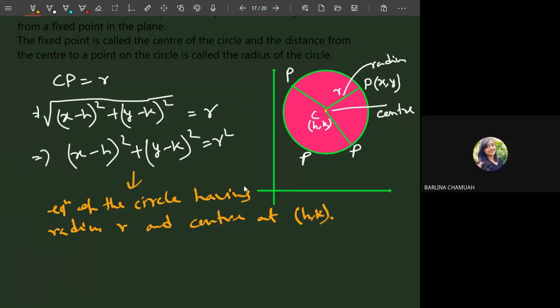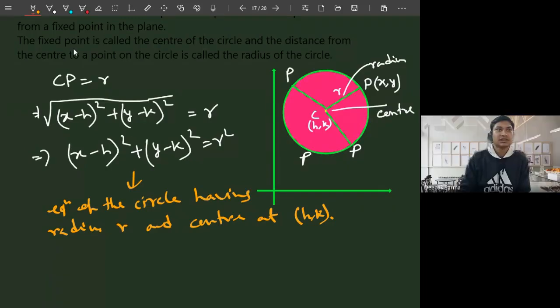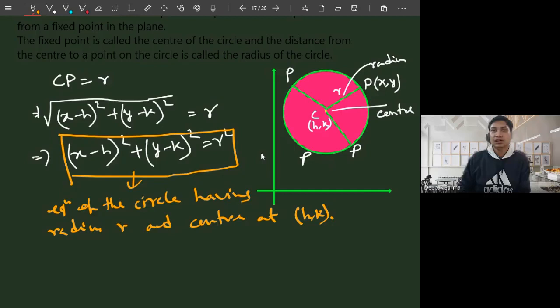Understood, all of you? Yes, sir. Very simple. The equation is very simple: (x minus h) whole square plus (y minus k) whole square equals r square, where r is the radius.